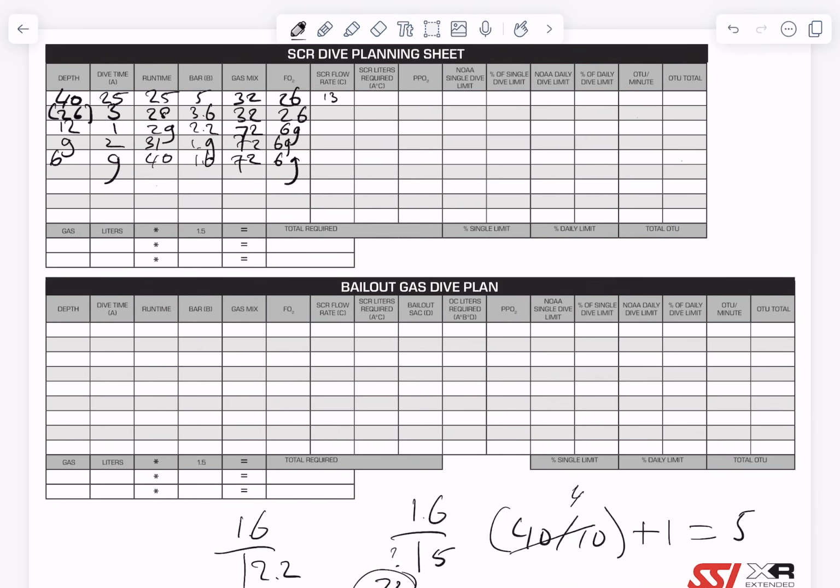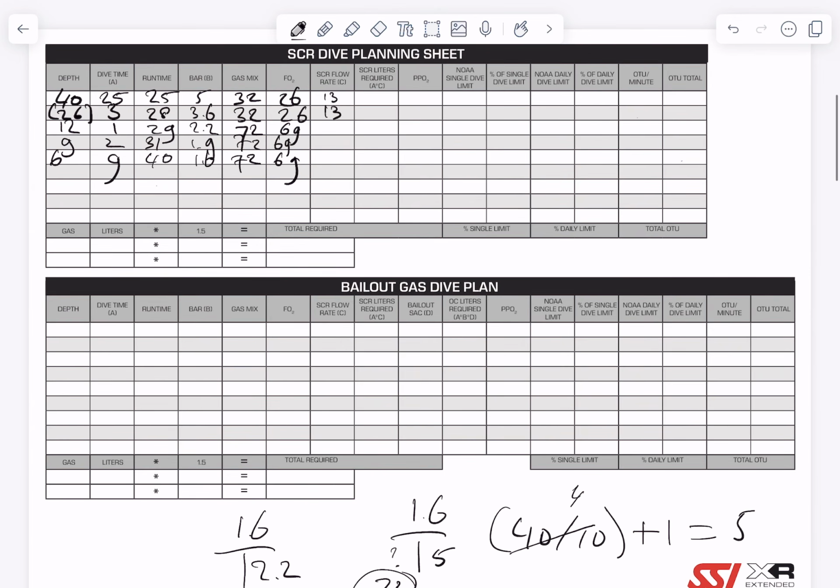For the sake of this conversation, we say it's going to be 12.3, which we round up to 13 liters per minute. So obviously at the 40 meters, we're going to use 13 liters per minute. During our ascent, we're going to use, again, 13 liters per minute. So I'm going to write that down. And then we are going to switch to our deco gas. I have to do it again.